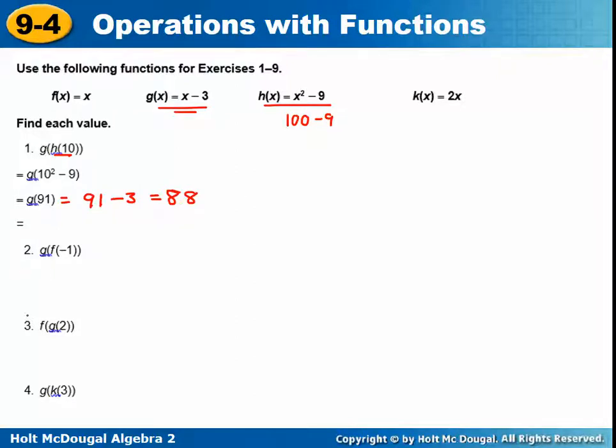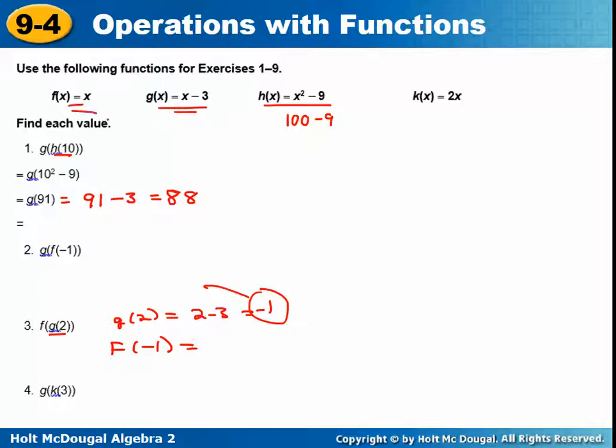Okay, let's look at number 3. F of g of 2. So I'd first find the g of 2. And g of 2 would be 2 minus 3, which is negative 1. Now I use the negative 1 for f instead of x. So I put f of negative 1.